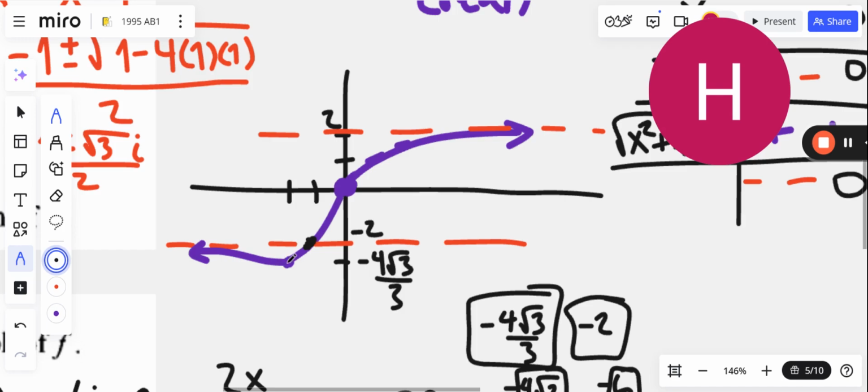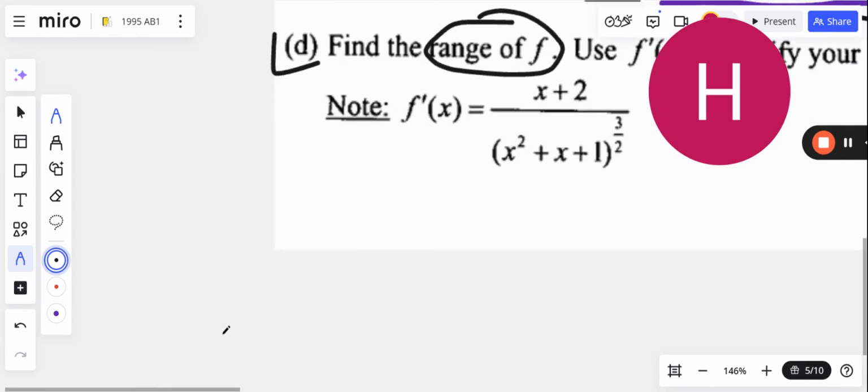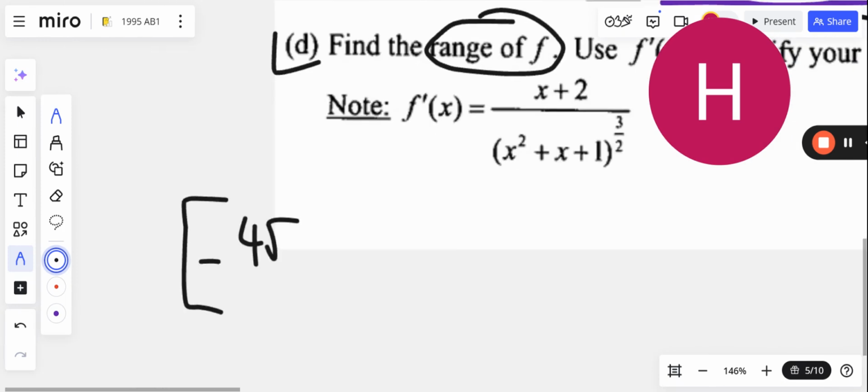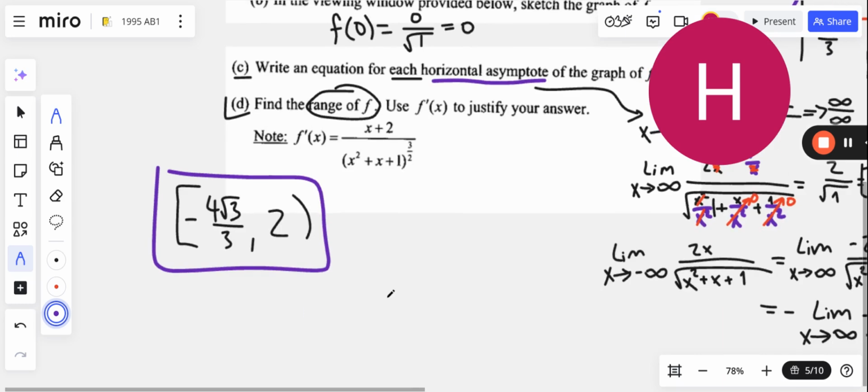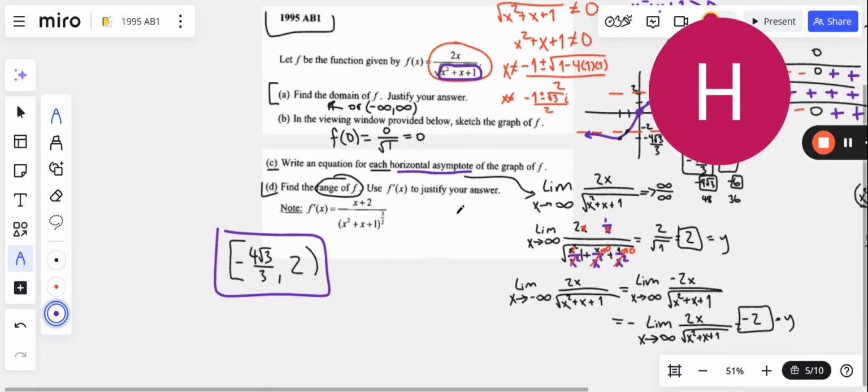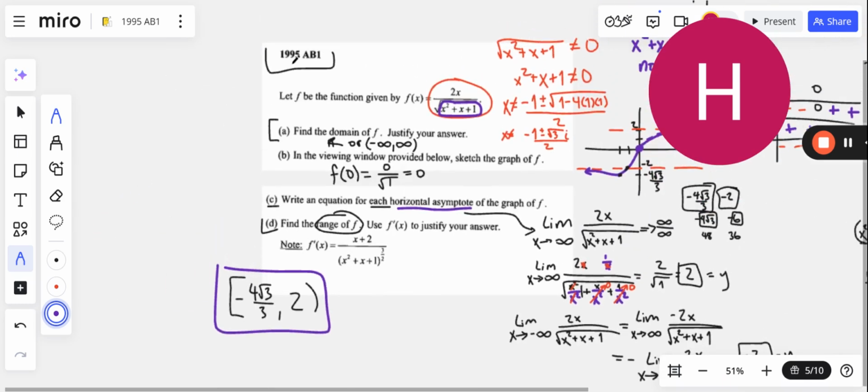So the absolute minimum here is negative 4 rad 3 over 3. That's going to be a hard bracket on the range there, comma 2 with a parenthesis because that asymptote is never reached. This is your range. So, very interesting question from 1995.